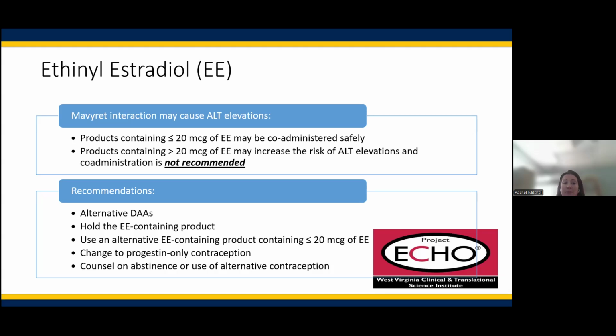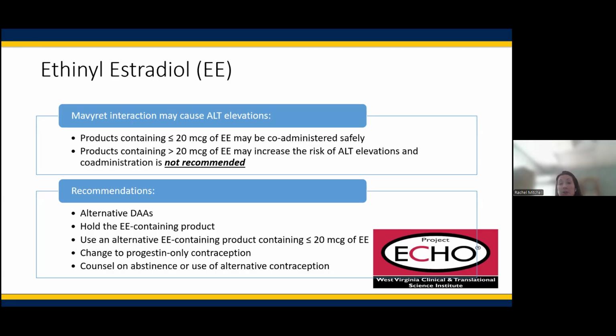So again, from an option standpoint, you could not use Mavyret and use a different agent that doesn't have the interaction. You could have them hold the ethinylestradiol-containing product. I don't love that idea just because we still don't have a lot of great data where we're comfortable with these agents in pregnancy. So we don't want to tell them to not use contraception at that point. They could also use a different product. So if they're on a higher than 20 microgram product and they're willing to switch to a lower than 20 microgram product, you could do that.